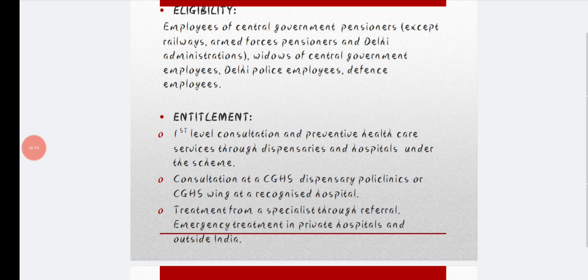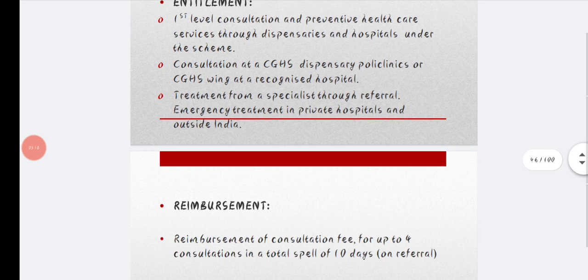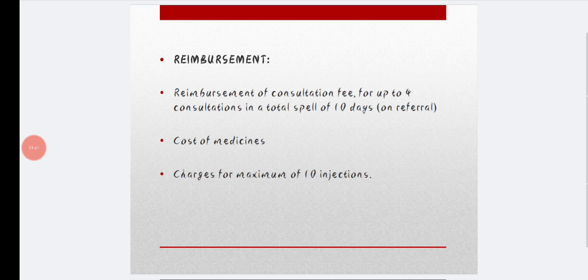The eligible people are employees of the central government, pensioners, widows of central government employees, Delhi Police employees, and defense employees. What is the entitlement? The first level of consultation and preventive health care will be given through the dispensaries and hospitals coming under this scheme. CGHS dispensaries, polyclinics, or CGHS wings at recognized hospitals will give the consultation, and treatment will be given through special referral or emergency treatment in private hospitals outside India. What will be the reimbursement? Reimbursement of consultation fees for up to 4 consultations in a total spell of 10 days, on referral. Cost of medicine and charges for a maximum of 10 injections will be given through this scheme.